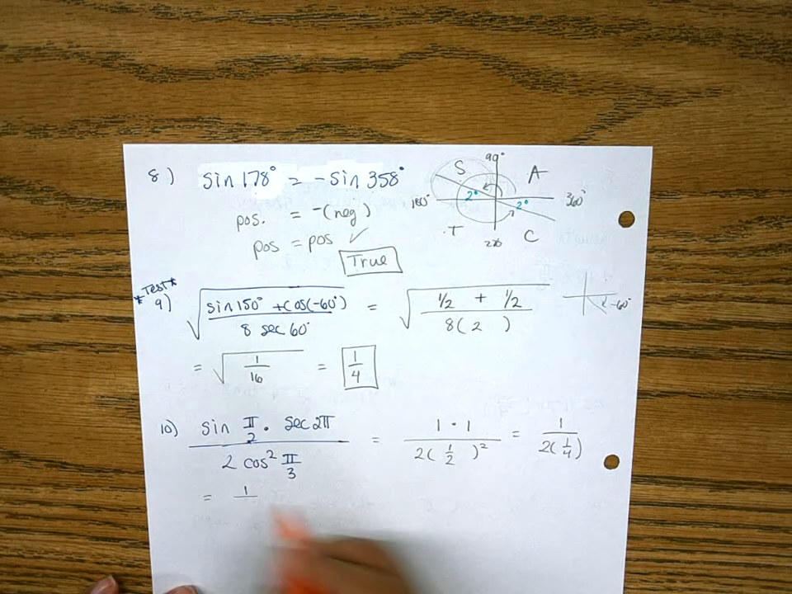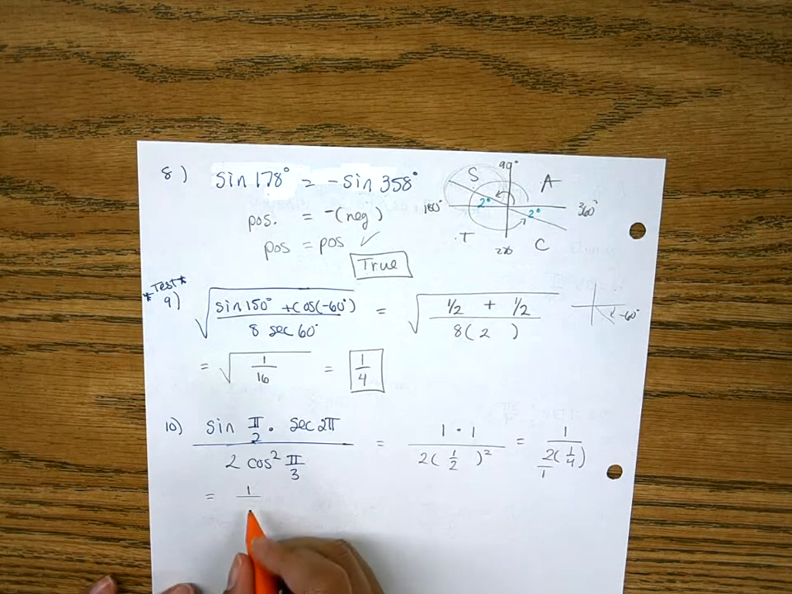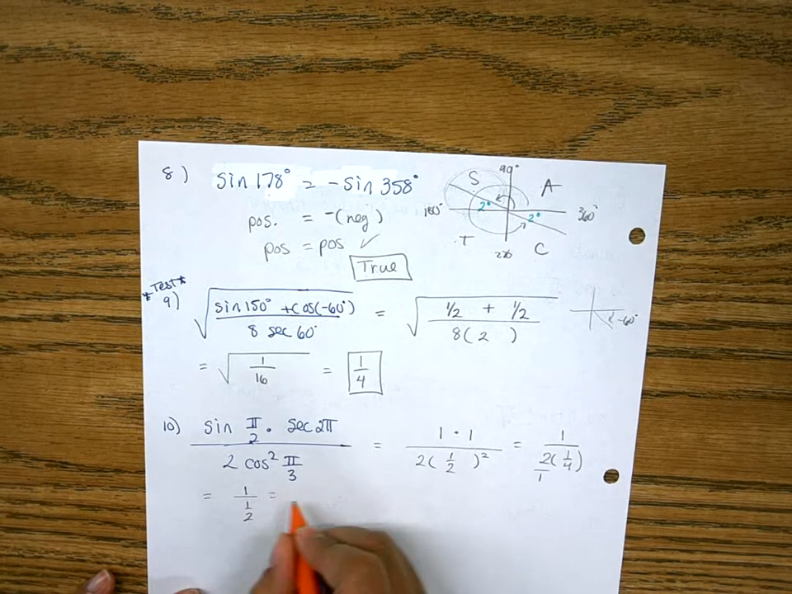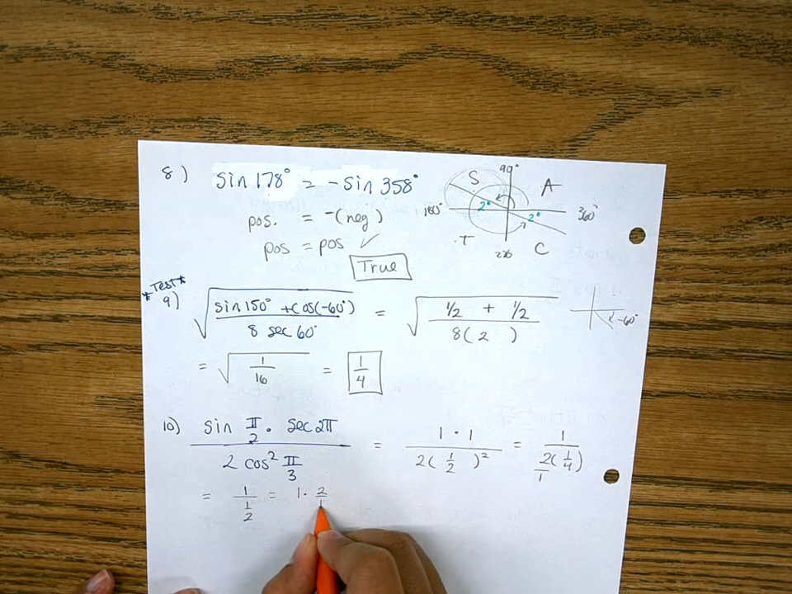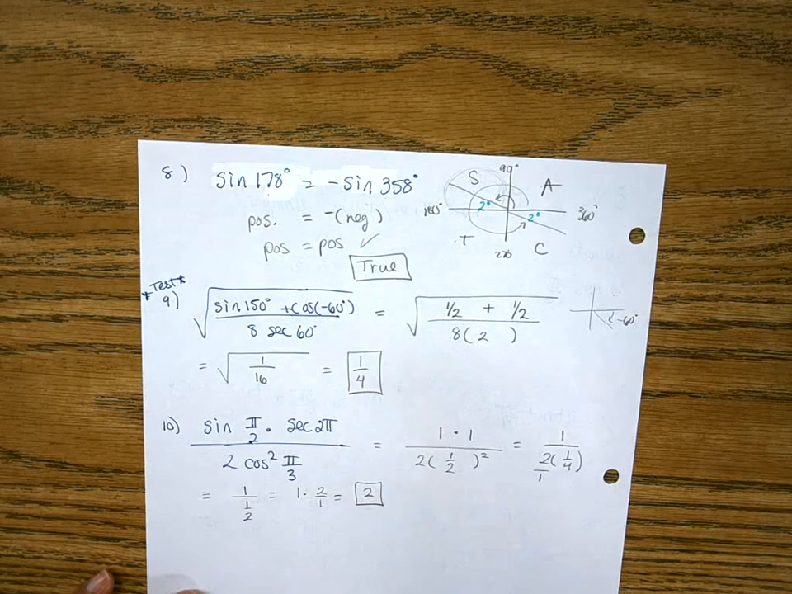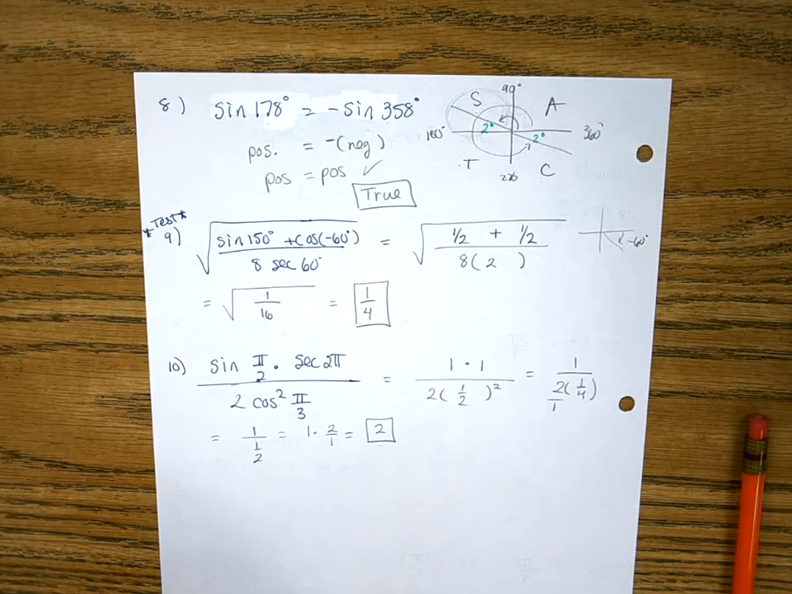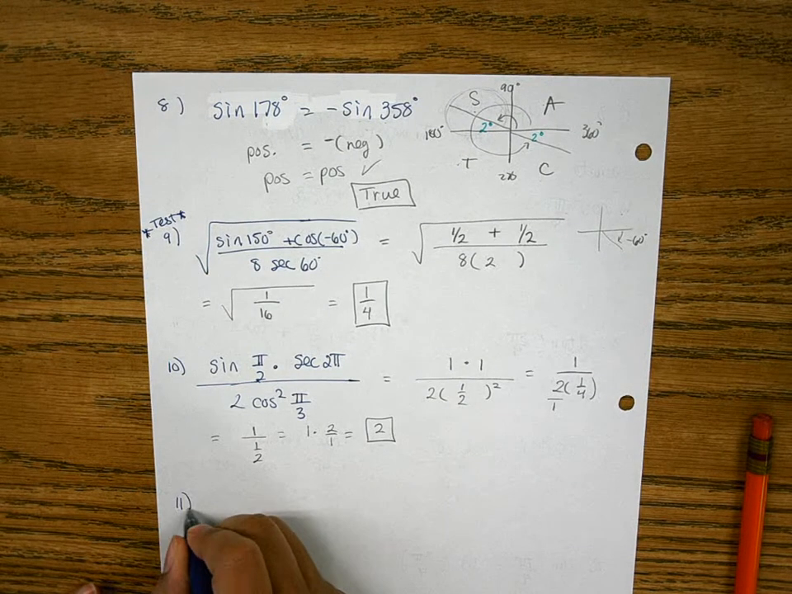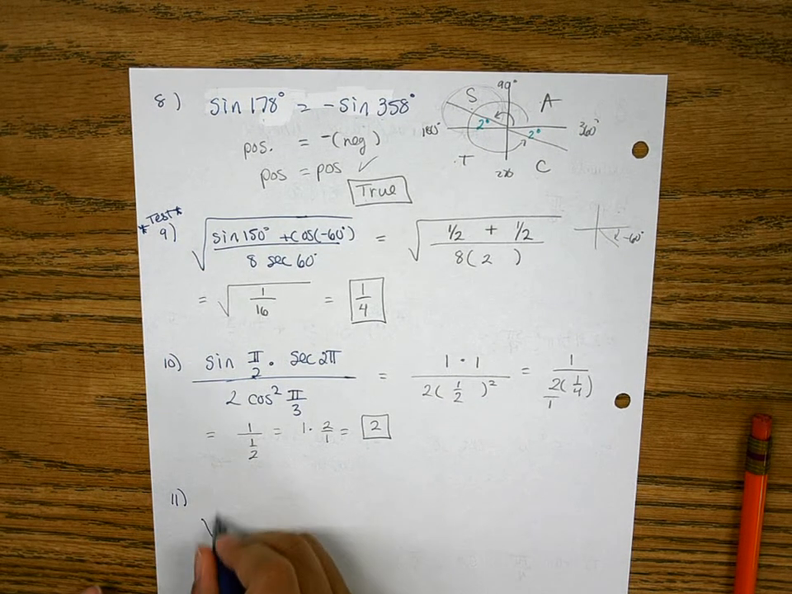Does everyone see that? So I'm going to move it over here. Equals 1 over 2 times 1/4 is 1/2. Right? When you cross reduce, 2 over 4 reduces to 1/2, which equals 1 times the reciprocal, which gives us a final answer of 2. 1 times 2 over 1 is 2.